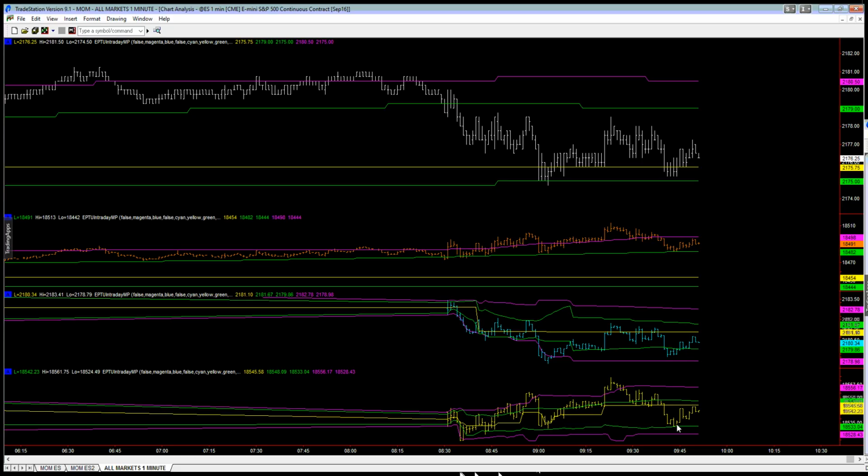Where do we think we're going to finally find some support and get this market moving hopefully up? It would seem that we're going to need to drop down to 2175 on the ES. When we reach that, we should be fairly close again to the upper value area of the YM. Now we think that we're going to probably drop below that.